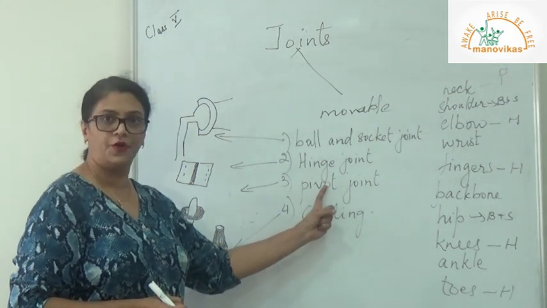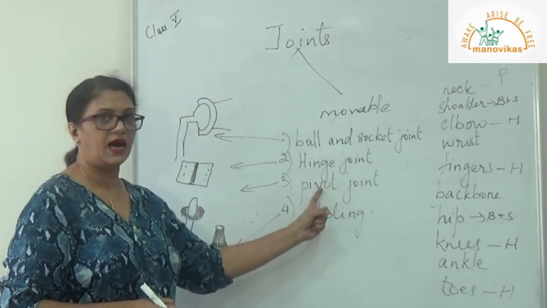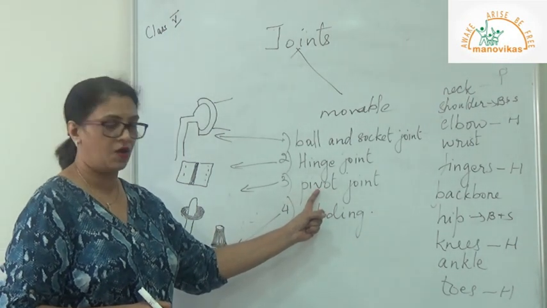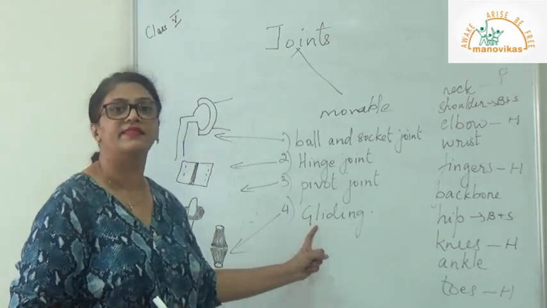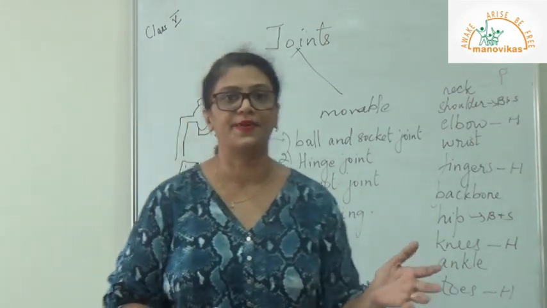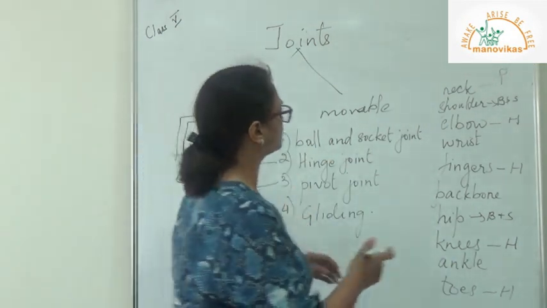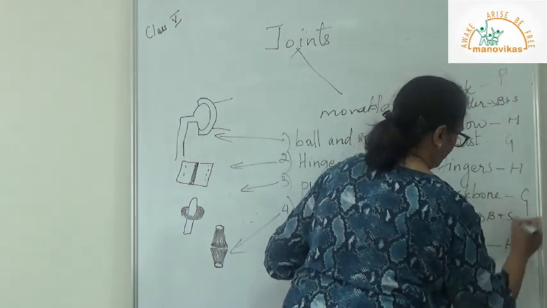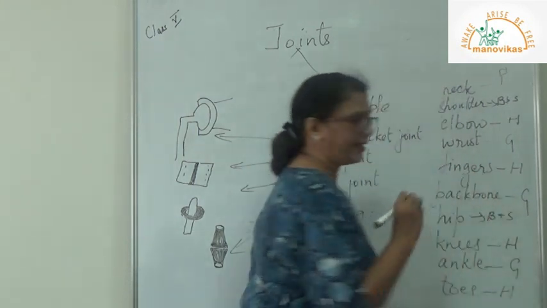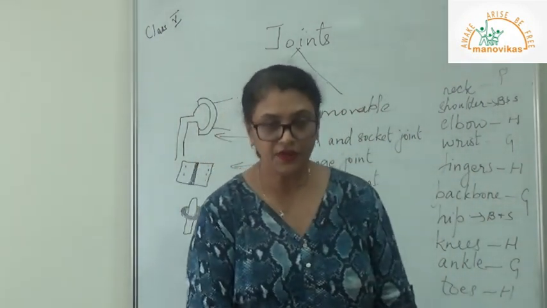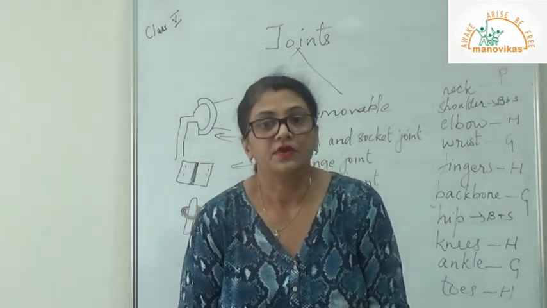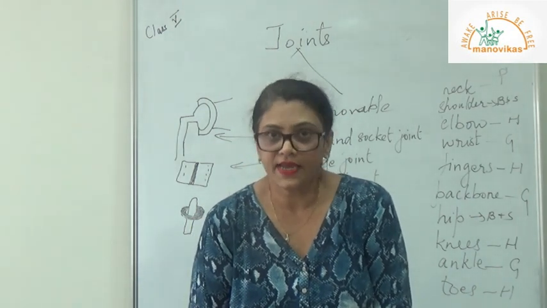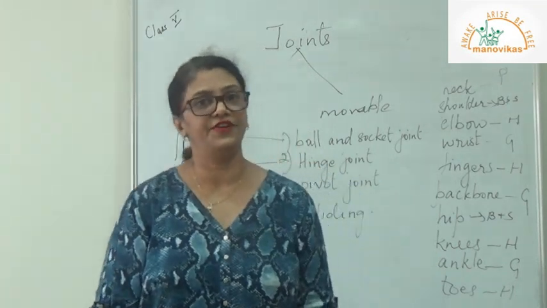Pivot joint is the joint which is between the skull and the backbone, helps you to move your head up, down and sideways. And the gliding joint is present in your wrist, backbone and ankle. Now, in order for you to understand the working of these joints, you take a look at this video.